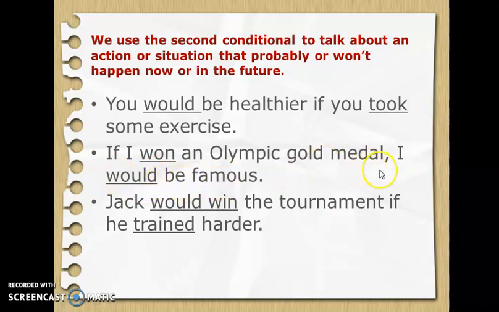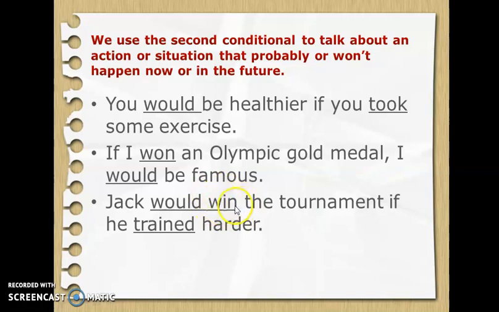Did you notice that there is a comma placed after the if clause? Yes. If you are using the if clause in front of the main clause, you should put a comma in between. Another example, Jack would win the tournament if he trained harder. The if clause is placed after the main clause, therefore no comma. And the main clause takes on would plus an infinitive.